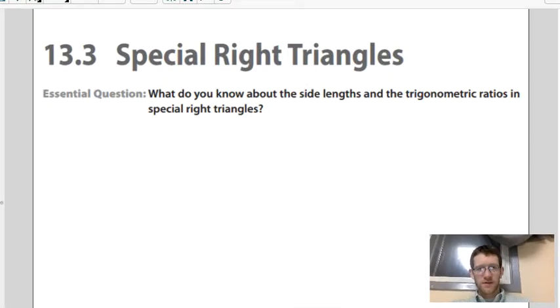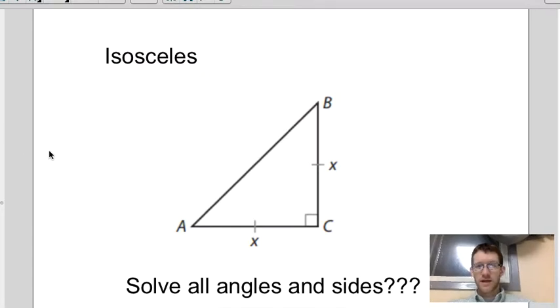So the first special right triangle is an isosceles right triangle. If you don't want to try and solve this, just hang on the line, we'll skip ahead. If you do want to try and solve this, pause and see if you can figure it out.